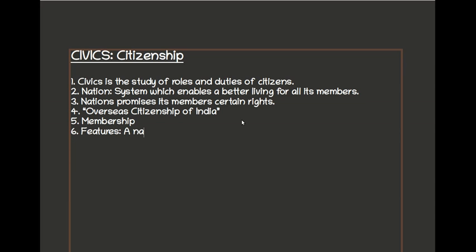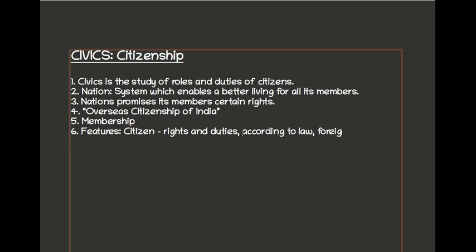So, a nation, as we've already described here in point 3, promises its members certain rights. When you are a citizen, rights and duties are the first things that you need to think of. While we are entitled to certain rights, there are certain responsibilities that we need to carry out as citizens of our nation. Furthermore, we are obligated to live according to the law of the nation as described by the Constitution.